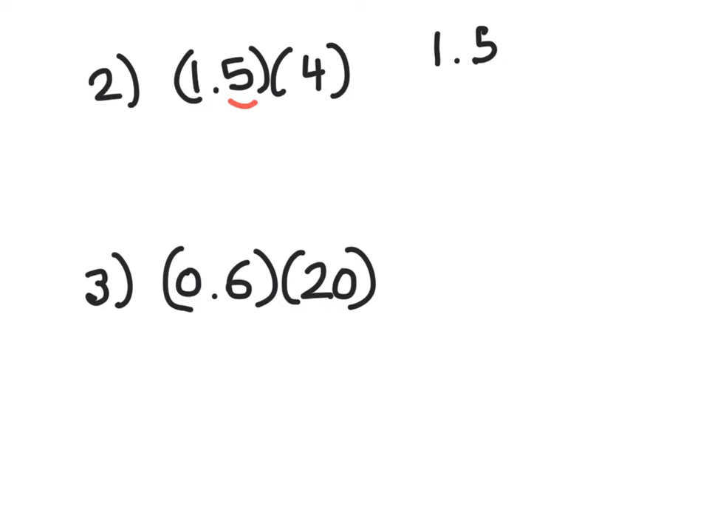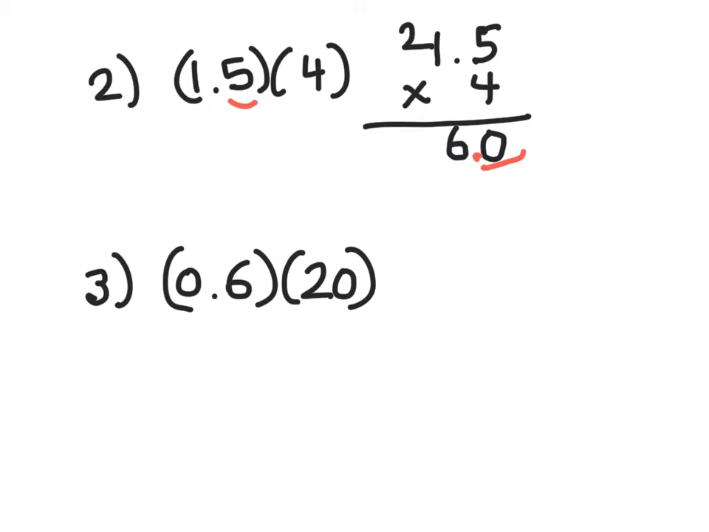So 1 5/10 multiplied by 4. 5 times 4 is 20. Let's carry the 2. 4 times 1 is 4 plus 2 is 6. Now let's place our decimal. We need to have one decimal place. So we'll start at the right. We'll move over 1. So the answer is 6 0/10, or just 6.